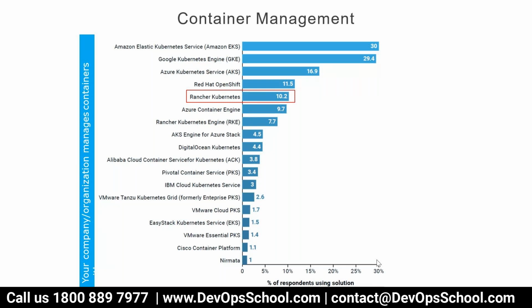If you want to set up multi Kubernetes clusters, the market leader is EKS, then GKE, then AKS, then Red Hat OpenShift, and then comes Rancher Kubernetes, which is capturing almost 10.2% of market share.